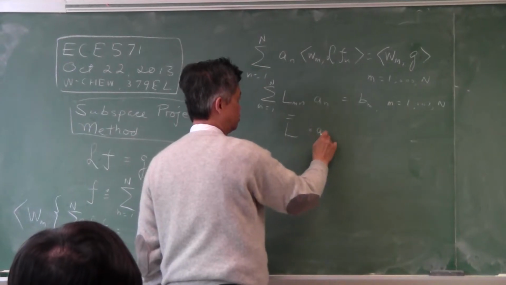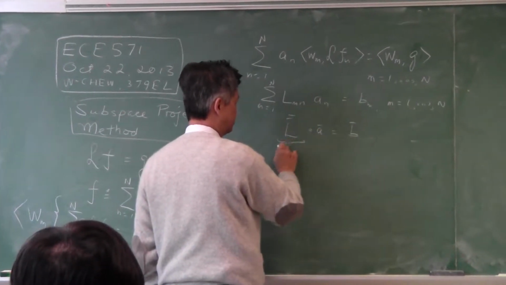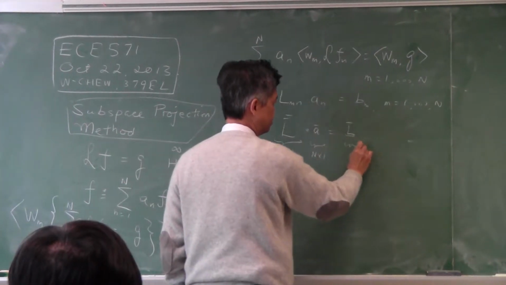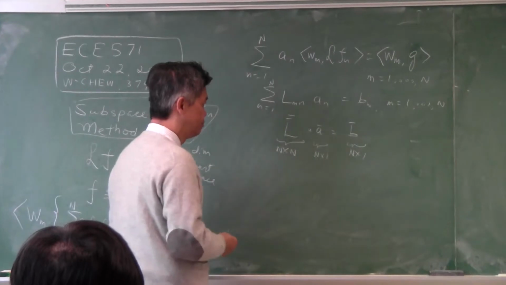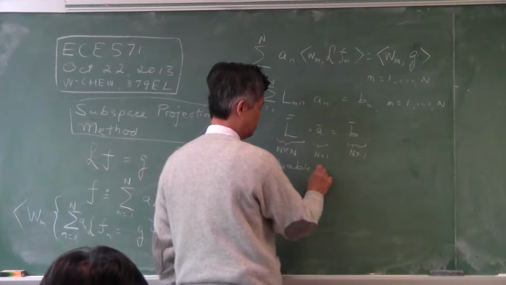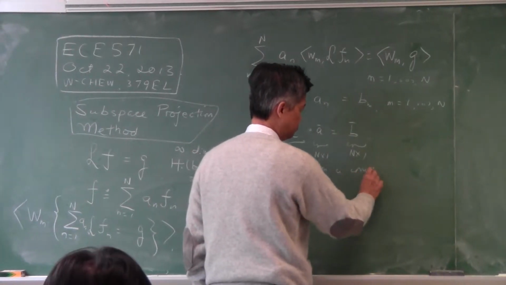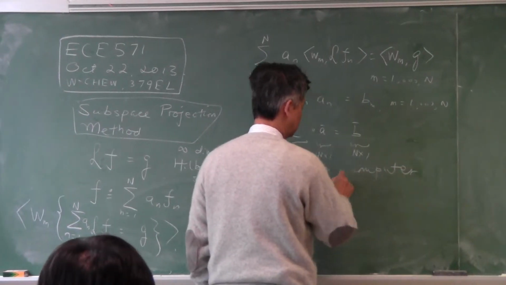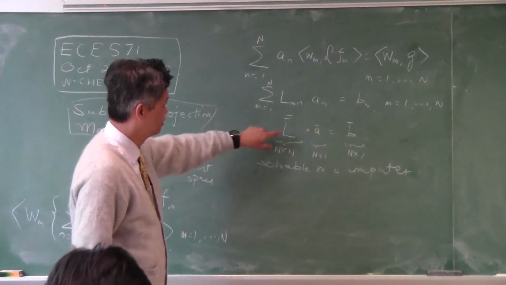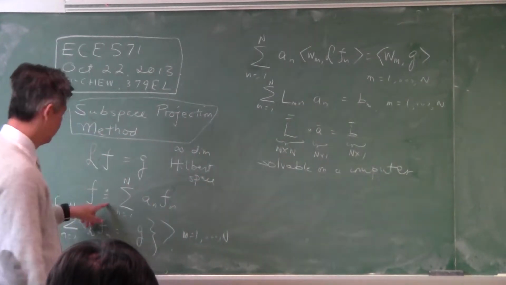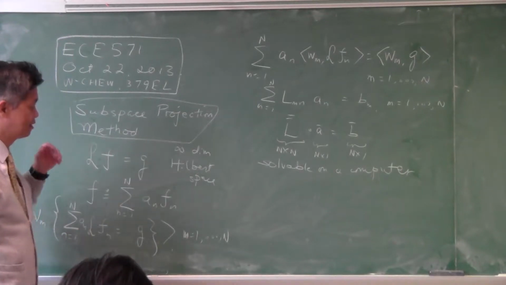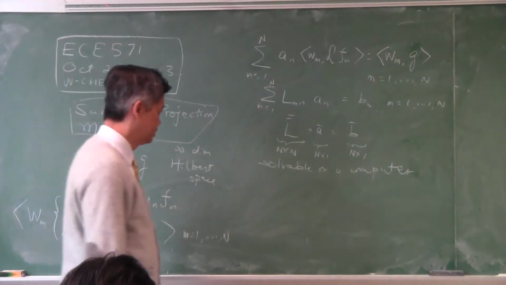So this is equivalent to a matrix system of such a kind where this is N by N, and this is N by 1, this is N by 1, and becomes solvable on the computer. And once you solve this on the computer, then you get your A. After having found your A, you can go and find an approximation for F. Okay, so this is essentially the subspace projection method.